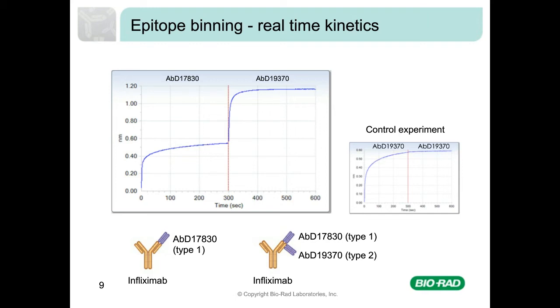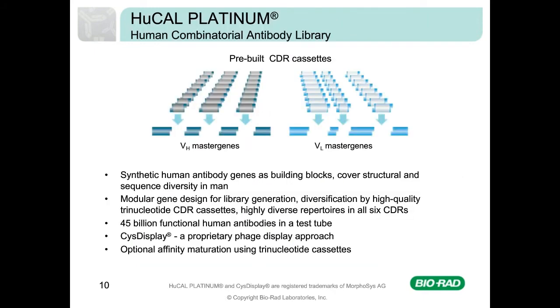Now, how do we generate these very specific antibodies? We use a recombinant antibody library in the Fab format, which is called HuCAL Platinum. HuCAL stands for Human Combinatorial Antibody Library. The library was made by gene synthesis, so it is not restricted by a tolerance mechanism. There are 7 VH and 6 VL master genes, which cover the structural and sequence diversity of the human immune repertoire. A modular gene design was used for library generation, and high-quality trinucleotide CDR cassettes were used for diversification of all 6 CDRs.